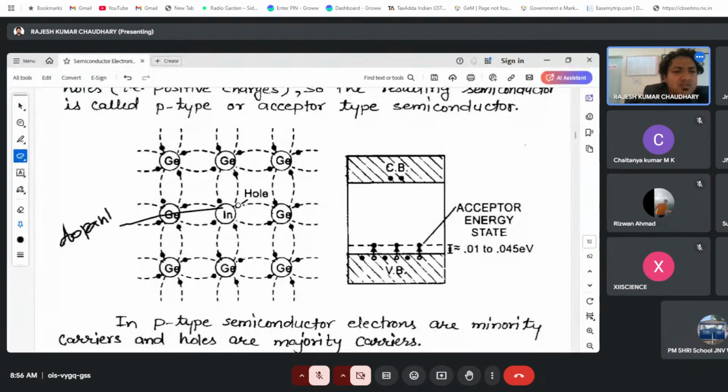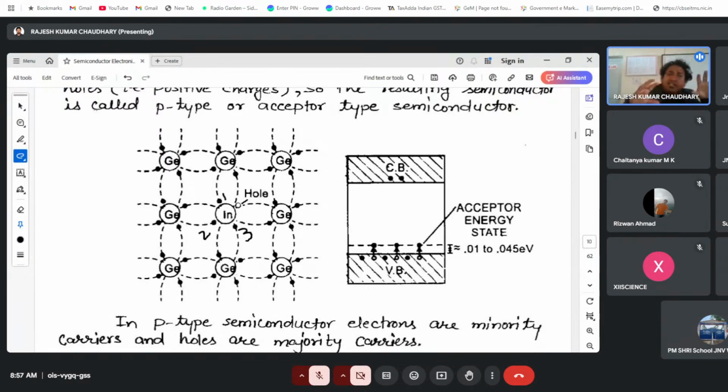As indium has how many electrons in its outermost shell? Indium has 3 electrons in its outermost shell. And the vacancy is for how many electrons? The vacancy is for 4 electrons. But here we have only 3 electrons: electron number 1, electron number 2 and electron number 3. The vacancy is for 4, and we have only 3 electrons.